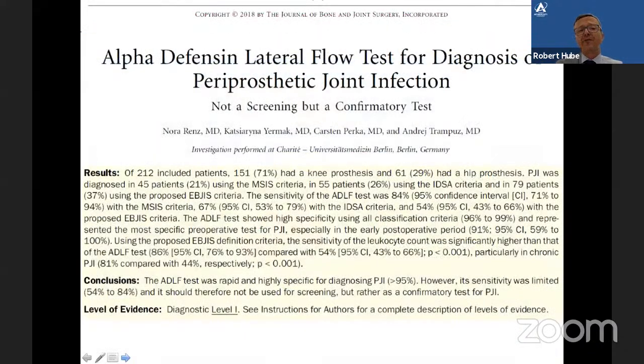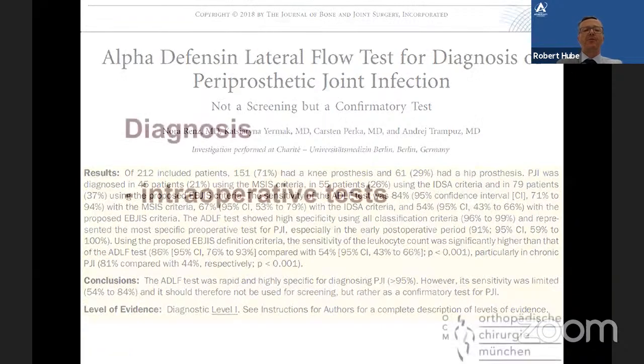Once again, alpha defensin lateral flow test, we talk about the pregnancy test. And the conclusion of this study by our group in Berlin was, it's great for confirming the PJI, but it's actually not a very useful tool to rule it out. But that is actually our problem. We don't want to confirm it. We want to rule it out. Painful hip, painful knee. That is our goal.